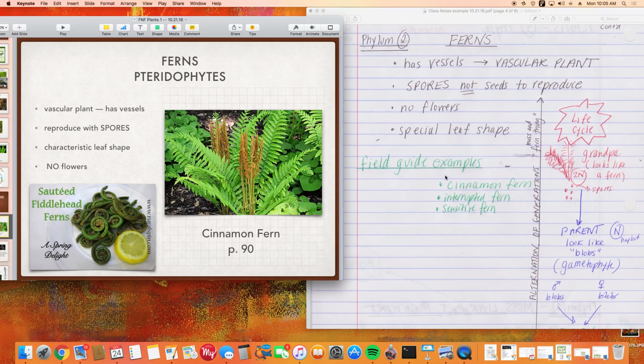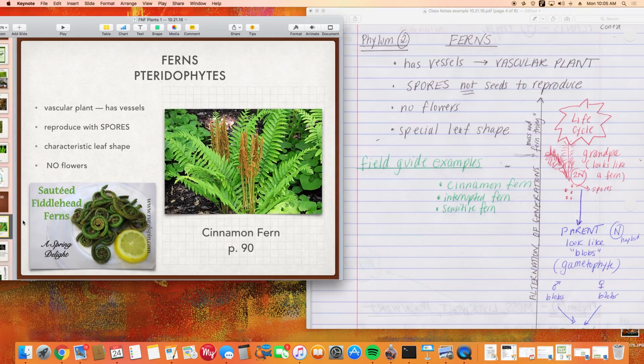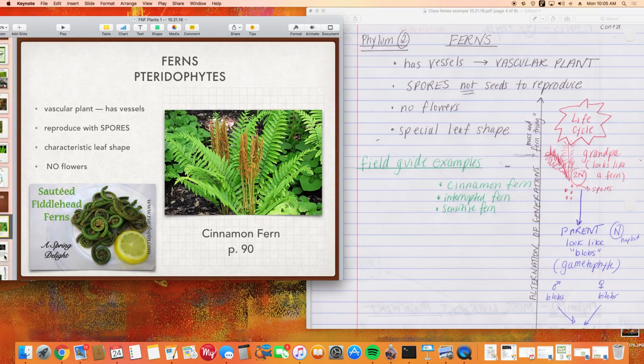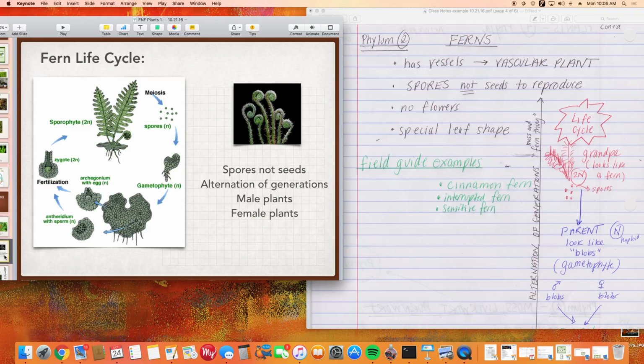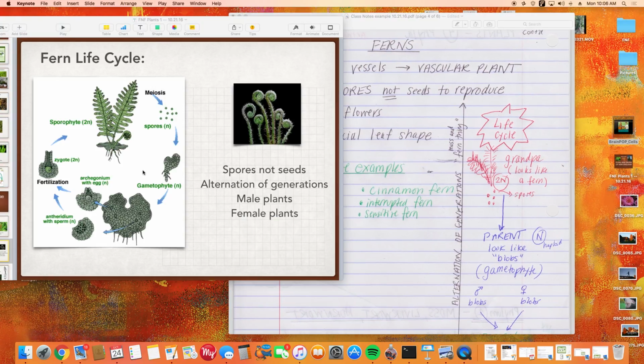So I gave you some examples of ferns, and we're going to talk about those examples. This one was the first one, the cinnamon fern on page 90. I did tell you that ferns can be edible. Some people will eat the fiddleheads as they emerge in the spring. They're really cool how they emerge from the ground. So if you Google fiddlehead emerging from the ground time lapse, you might be able to find a cool video of that. Here's an example of little fiddleheads. And then we talked about the fern life cycle. So I'm going to move this over here, okay?